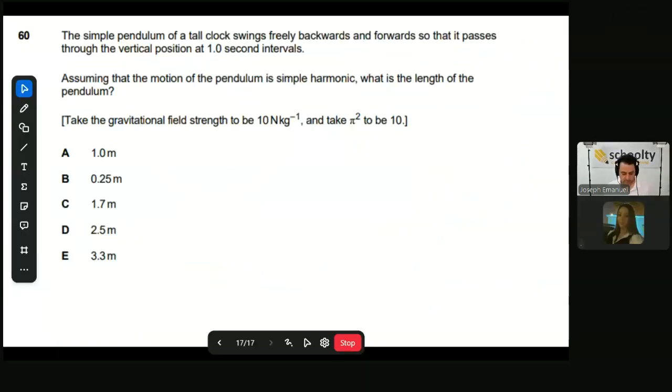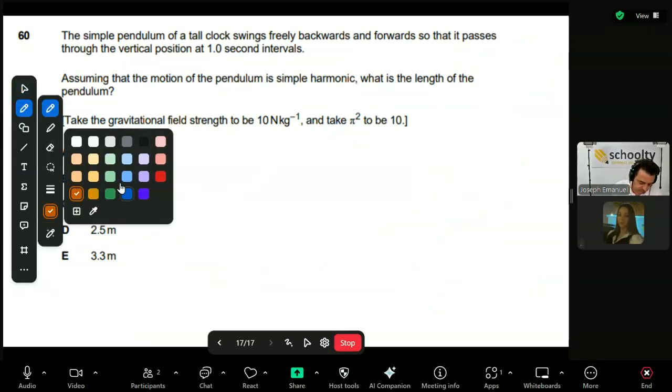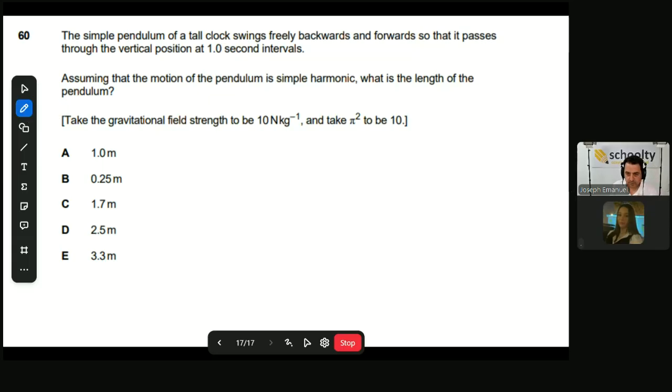The simple pendulum of a tall clock swings freely backwards and forwards so that it passes through the vertical position at 1 second intervals. Assuming that the motion of the pendulum is simple harmonic, what is the length of the pendulum? Take the gravitational field strength to be 10 newton per kilogram and take pi square to be 10. Okay, pi square also 10.